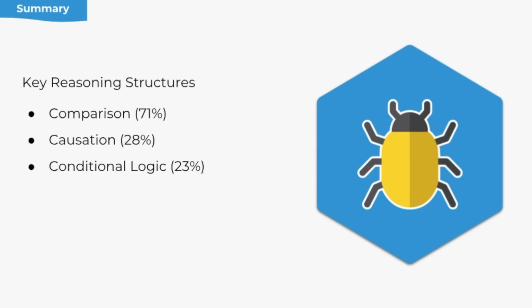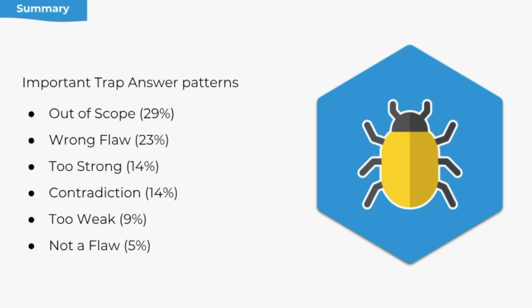The trap answers you want to be paying attention to: out of scope, wrong flaw, an answer choice that's simply too strong, or an answer choice that contradicts the argument, an answer choice that is simply too weak, or an answer choice that's describing something that happened, but that actually isn't a flaw.